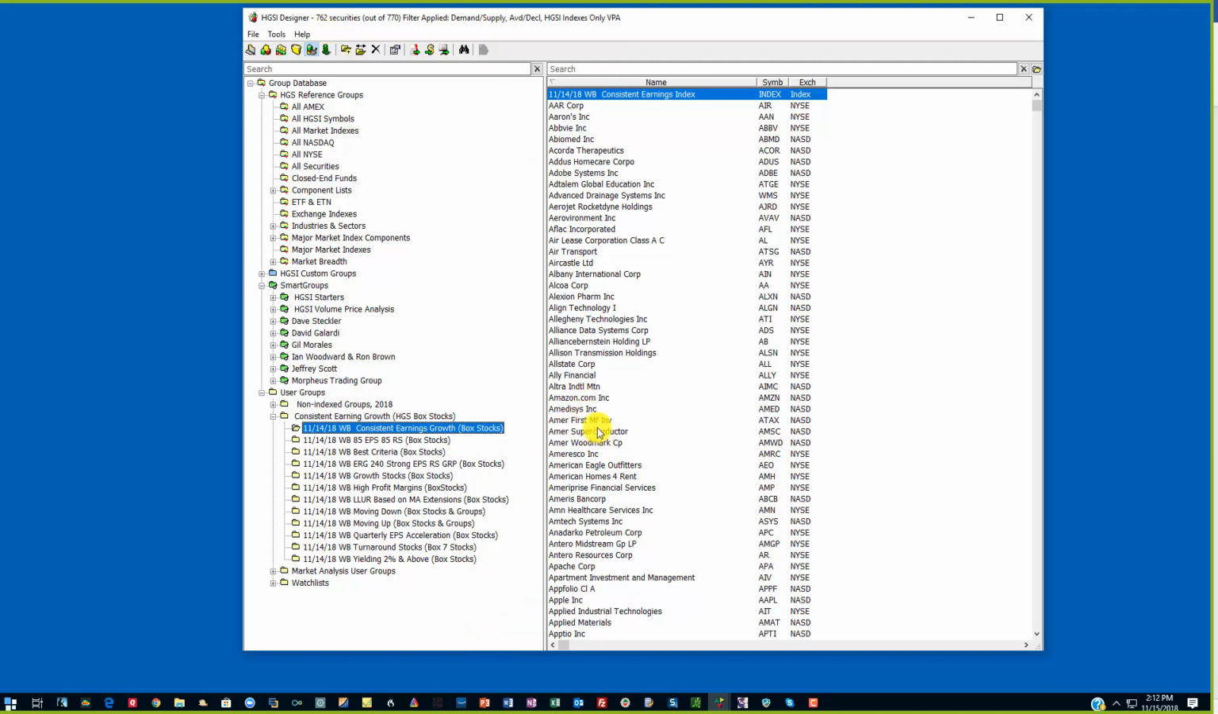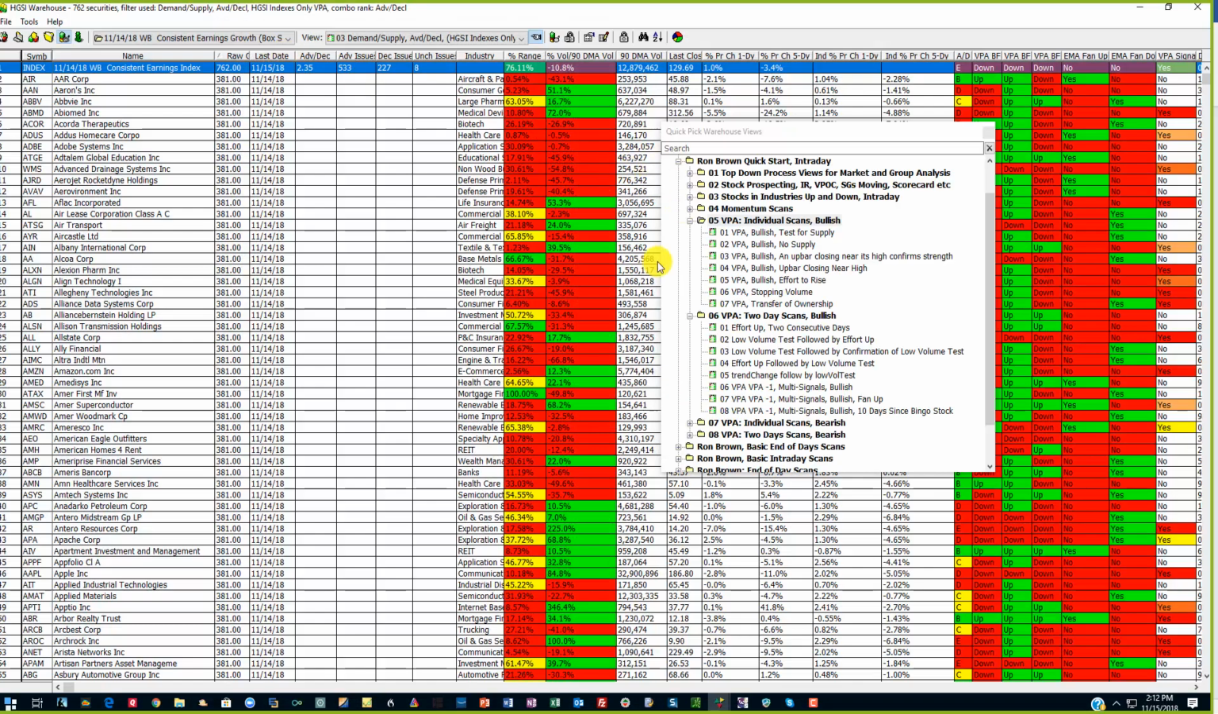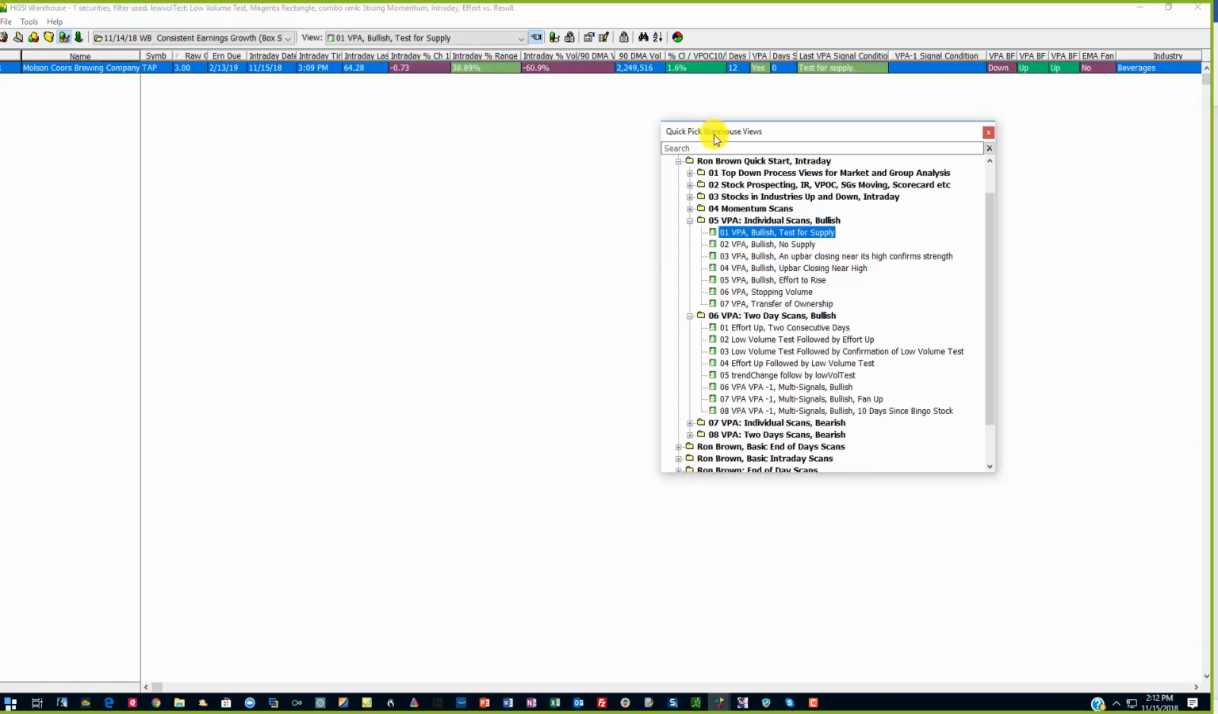Now, that's a lot of stocks to work with, and I can just screen on these using VPA or any other screening method, and I am limiting myself to stocks that have shown consistent earnings growth. And let's just do this quickly. I'm going to go back to this, and I'll just click on, wow, test for supply didn't give me many.